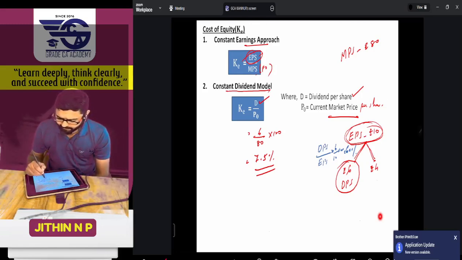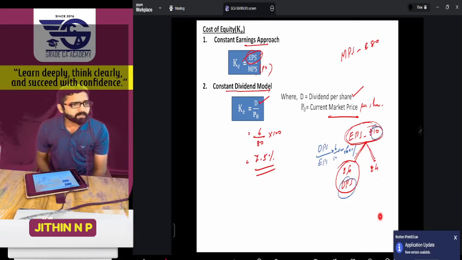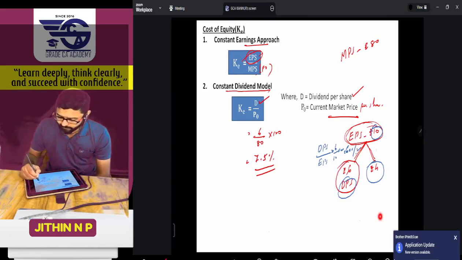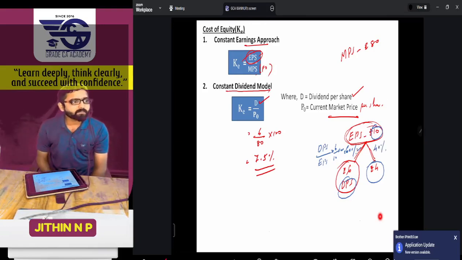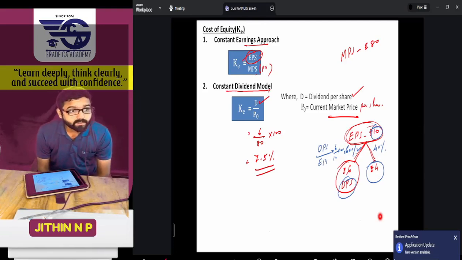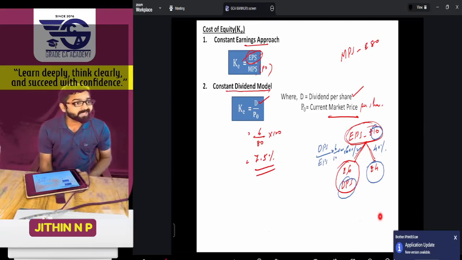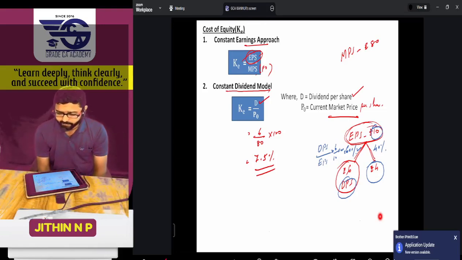How did we get DPS? 10 into 60%. Rupees 6 is dividend per share. Rupees 4 is retained earnings per share. Clear? 60% is the dividend payout ratio. 40% is called the retention ratio. 10 into 40% is 4 rupees retained earnings per share. Clear? How did we get this 40%?